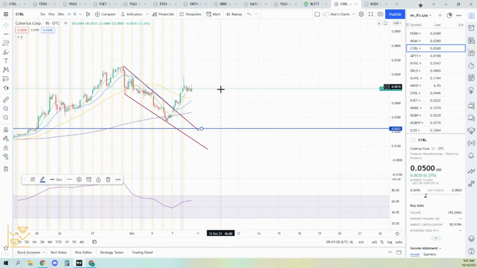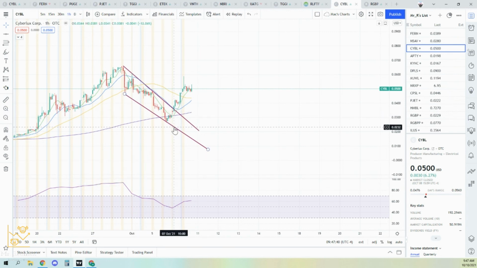Now, this is a good thing. A pullback is very healthy. And I'm going to take away these trend lines so I can show you why it is healthy. So let's remove these.